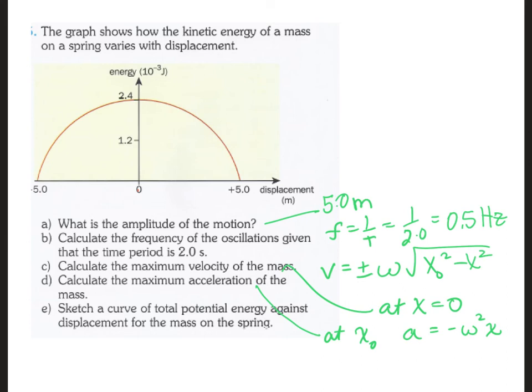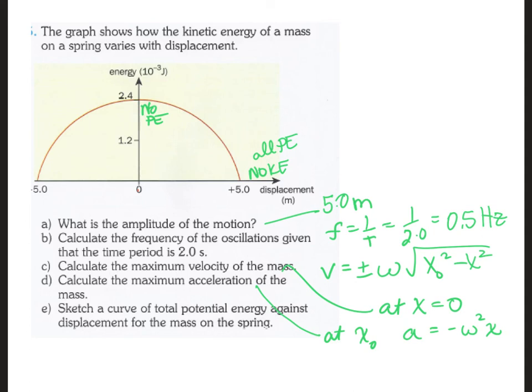Last of all, we have this sketch a curve of the total potential energy. So one of the things we want to point out is the energy is only ever going to be kinetic or potential. And as a physics teacher, I would panic if I don't have energy being conserved. So let's think about this. In the center, all it has is kinetic energy. It doesn't have any potential. And at the extremes, it has no kinetic energy and all potential energy.